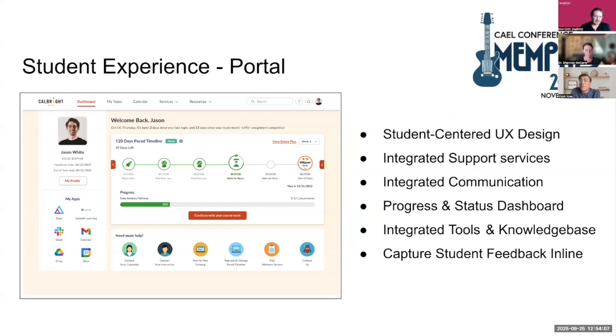The result is a unified, student-centered experience that minimizes friction, shortens time to value, and aligns every touch point to the same promise of seamless and supportive learning. Next slide, please.